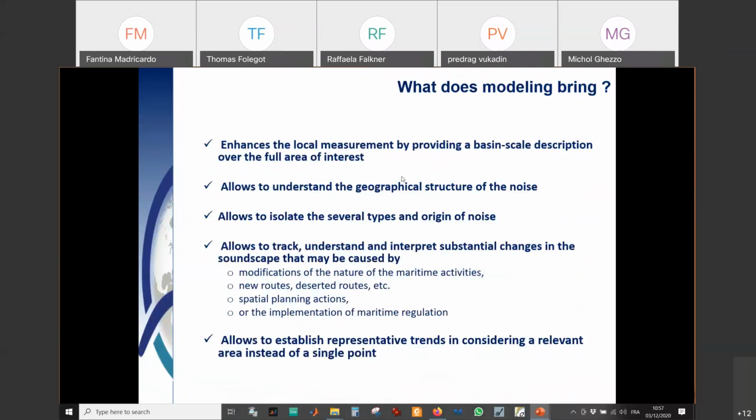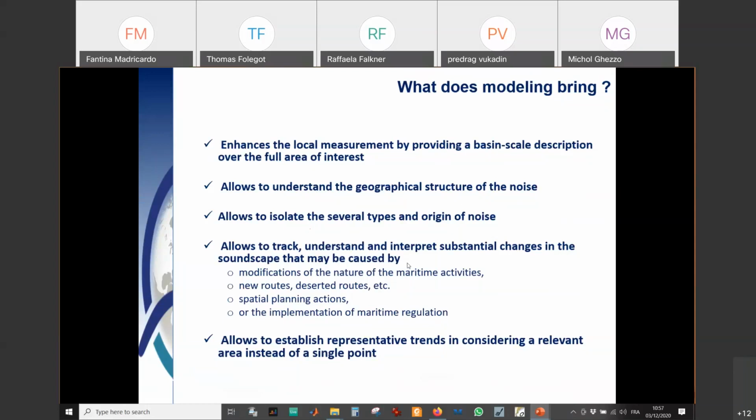So what is the benefit of the modeling? It enhances the local measurement by giving a basin scale regional description of the area. So it's a very complementary view of what can be assessed by measurement only. Although modeling needs measurement to be calibrated, that's very important. It allows us to understand geographically what is happening in the distribution of the noise, as I just illustrated with the harbors of Marseille and Fos.